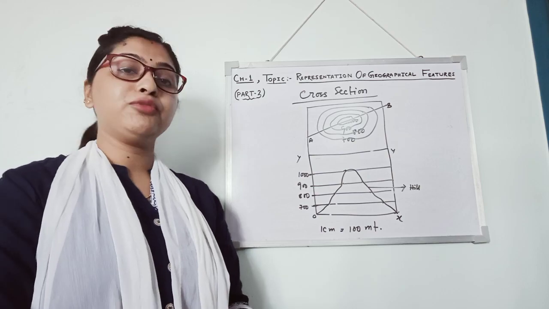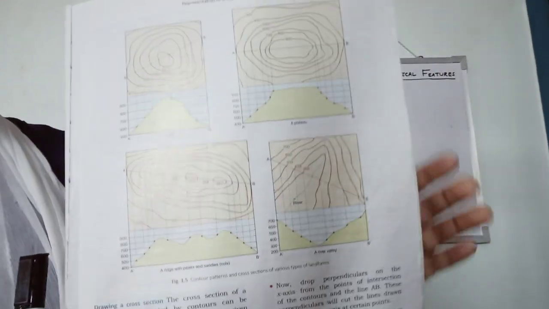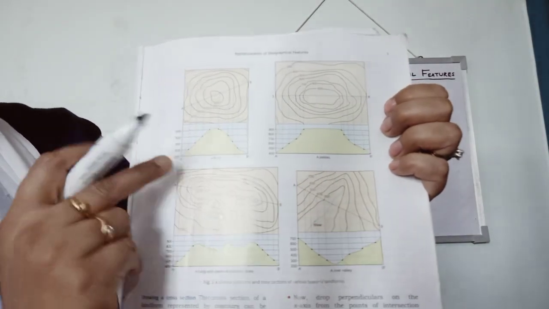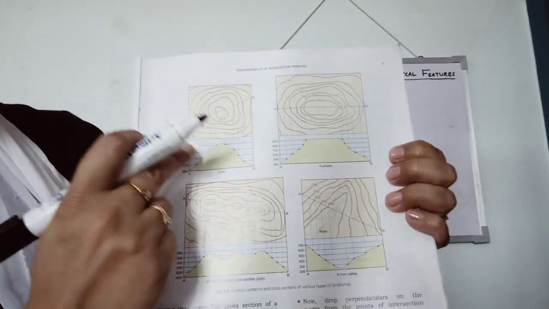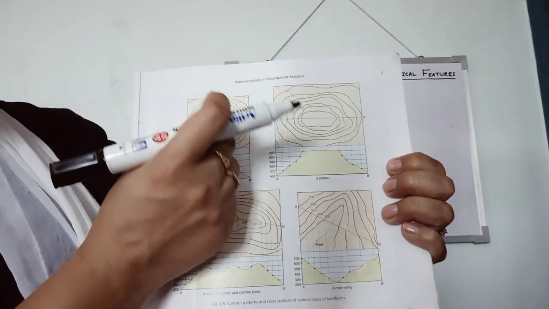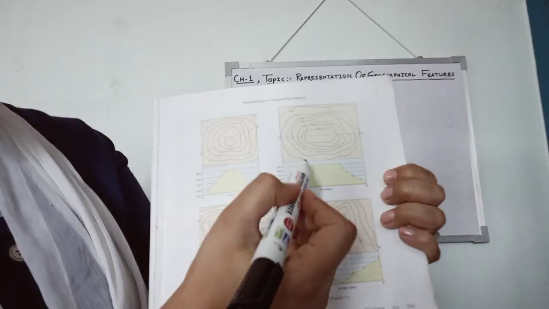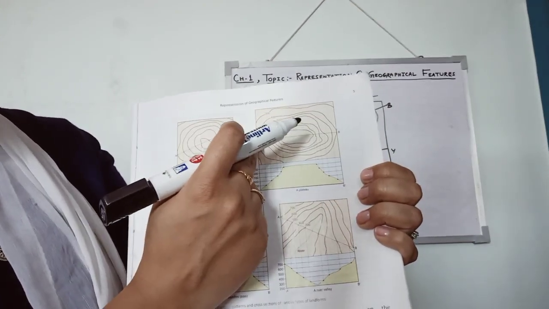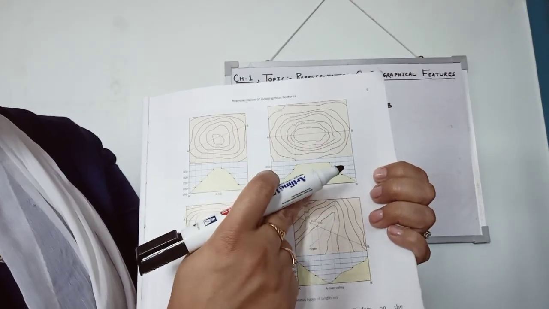So this way you have to draw for all the hills and plateaus. Here I am also showing some contour patterns and their cross sections, how it is cut. Here this is also a conical hill. For the plateau, you can see the difference between conical hill and plateau. Here it is circular at the middle part, and for the plateau it will be a little broad. On both sides of the plateau it will be a steep slope, but the middle part will be flat land. Are you able to see?